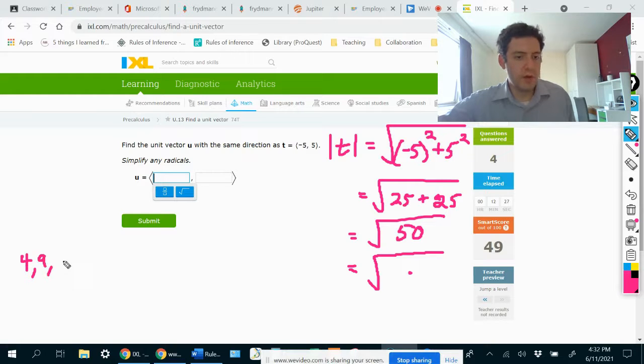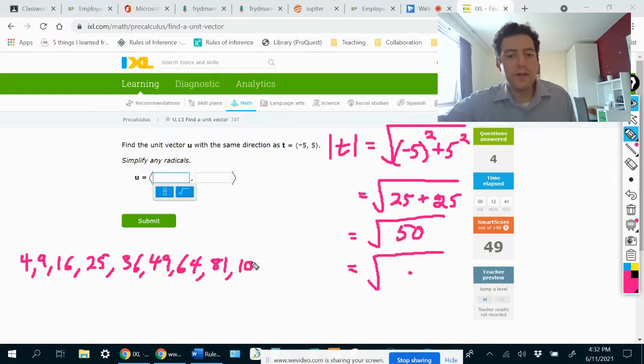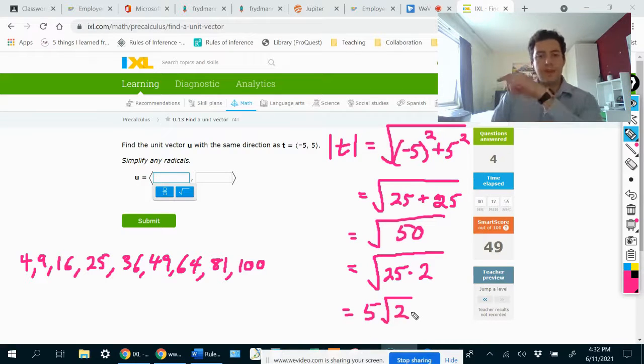2 squared, 3 squared, 4 squared, 5 squared, 6 squared, 7 squared, 8 squared. I'll just do it up to 10. Why do I keep writing 80? 8 squared is 64. 9 squared, 10 squared. Okay, yes, this number is divisible by 25, right? It's 25 times 2. And so the square root of 25 is 5, and then we still have the square root of 2 there. So we can simplify this and write it as 5 times the square root of 2.